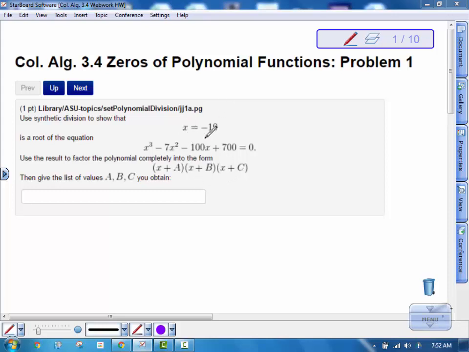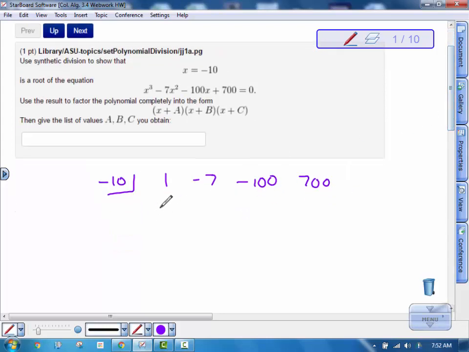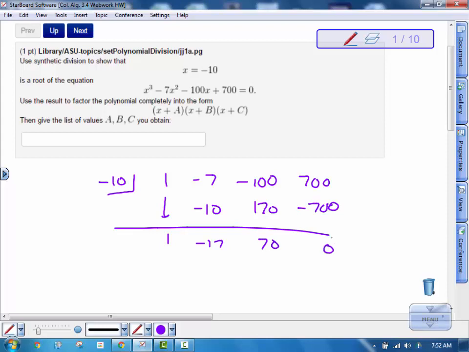So the first problem wants us to use synthetic division to prove that negative 10 is a root of this. So negative 10, and the coefficients would be 1, negative 7, negative 100, 700. Make sure that you're not missing an x cubed, x squared, x to the first, x to the 0th. So all of our coefficients are there. Now we drop down the 1 and we multiply, we add, we multiply, we add, we multiply, and that's a good sign. We get no remainder. That means negative 10 was a root of the equation.